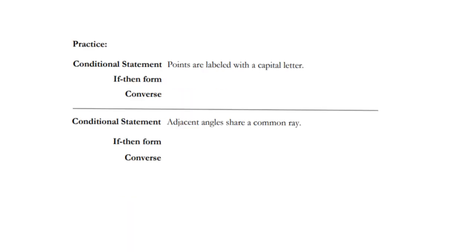Okay, feel free to try these on your own and then check back to see how you did, or you can follow along if you're not ready for that. So, first of all, points are labeled with a capital letter. It is a conditional statement, but we are going to write it in if-then form. So we are talking about points. We're going to use that as our hypothesis, that we have a point, and it's labeled with a capital letter, and that is true. But first, let's write it in if-then form. If a figure is a point, then it is labeled with a capital letter.